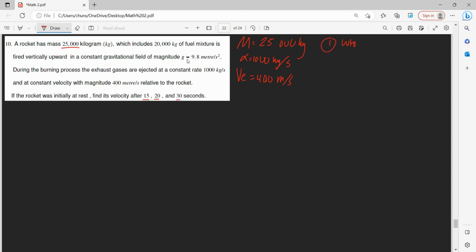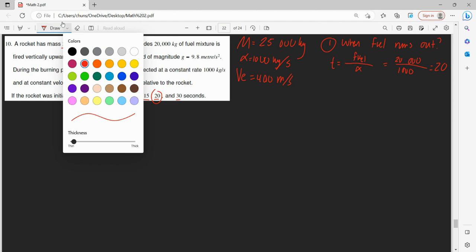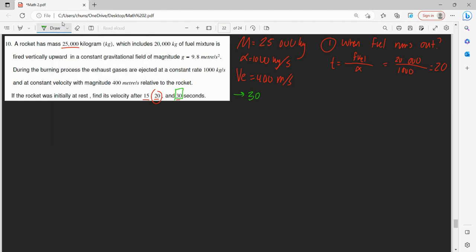So something we can find first is when the fuel runs out. So this is going to be given by a time, and this will be given by our mass of fuel over our rate of ejection. This is equal to 20,000 over 1,000, which is equal to 20. So at 20 seconds, it'll run out. So we can already answer what 30 is going to be. So the 30-second speed is equal to the 20-second speed. Because after that point, when there's no more fuel, our velocity will be constant.